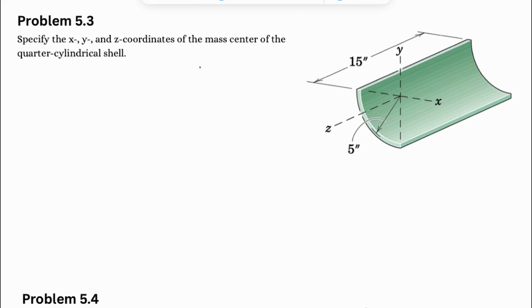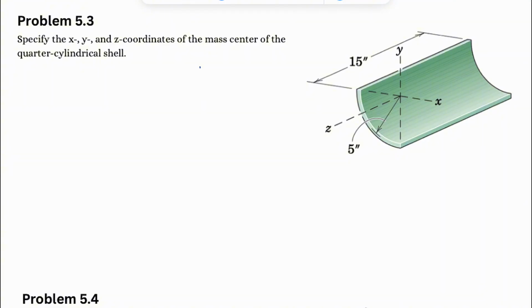Alright guys, welcome back. As we talked about in the previous video, I decided to do more questions on the chapter of centroid and center of mass. So let's go with 2 questions in this video. I decided to go with the 3D problems first because I already posted the 2D questions. So let's get to the first one.